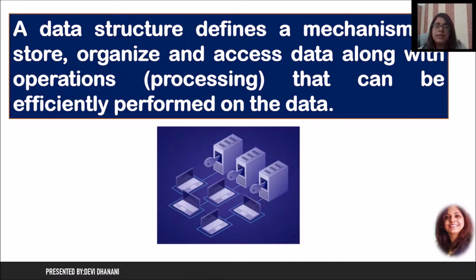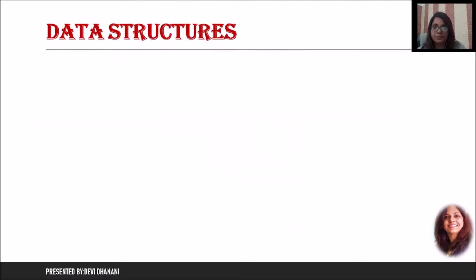So basically, a data structure is a mechanism to store, organize, and access data, along with the operations that can be efficiently performed on the data. So it's the clubbing of the storing, organizing, and the operations as well.